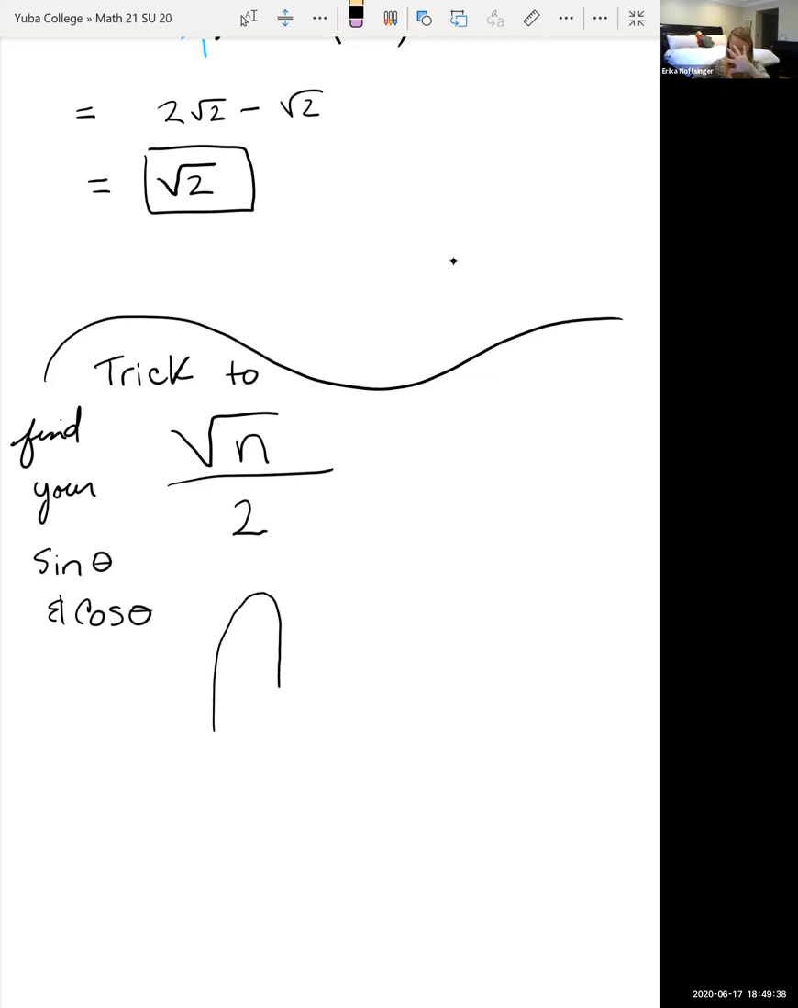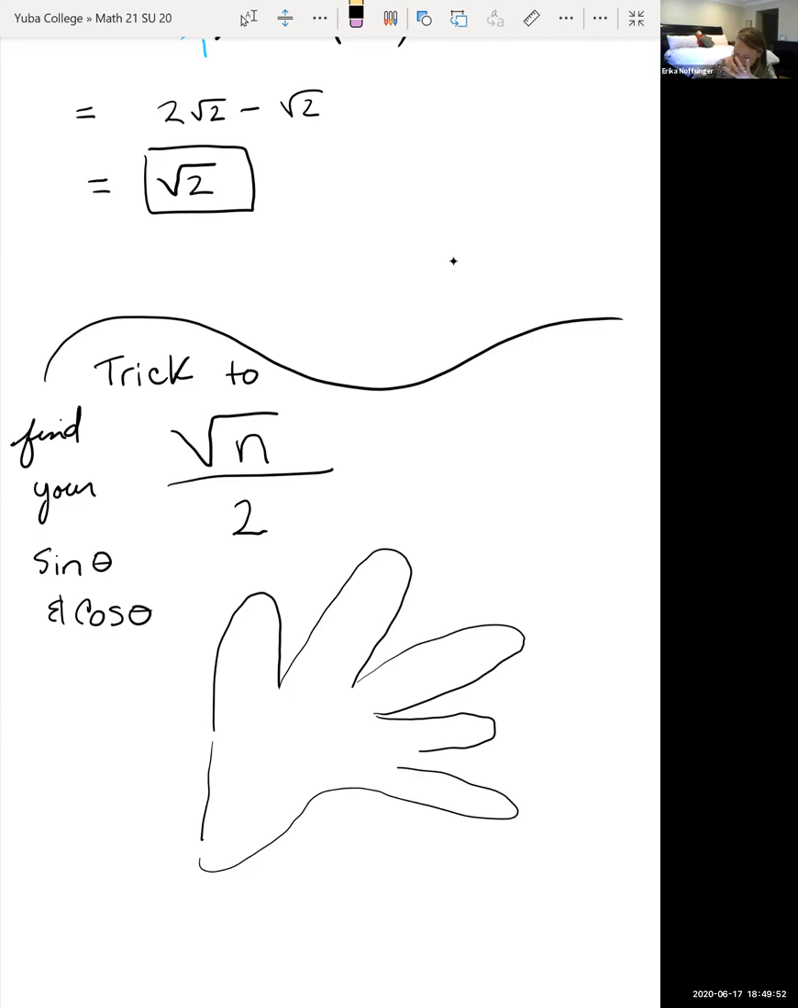That's my pinky, my ring finger, my middle finger. Yeah, see, I can't draw. So this is 0 degrees, 30 degrees, 45 degrees, 60 degrees, and this is 90 degrees. Sorry.